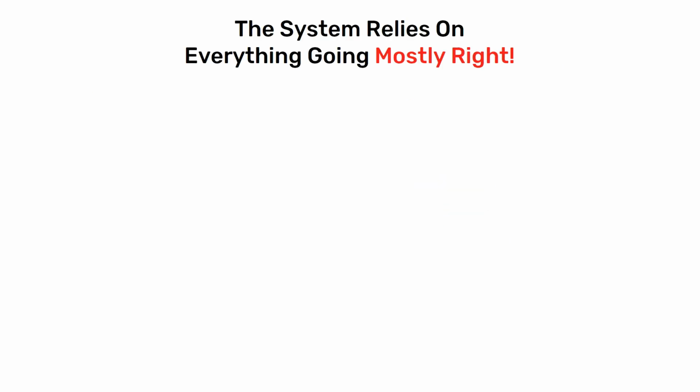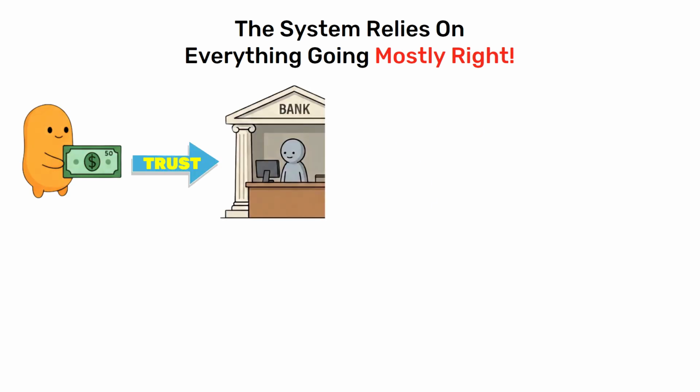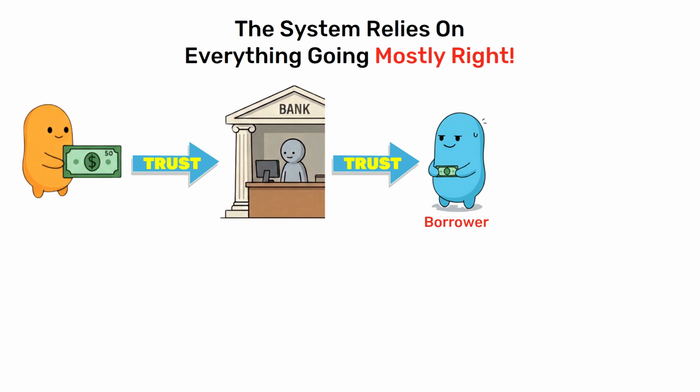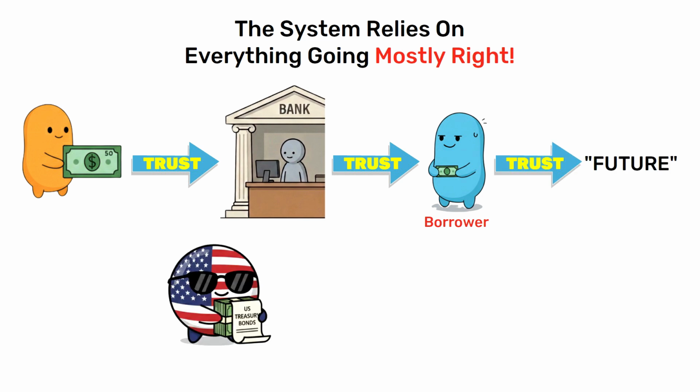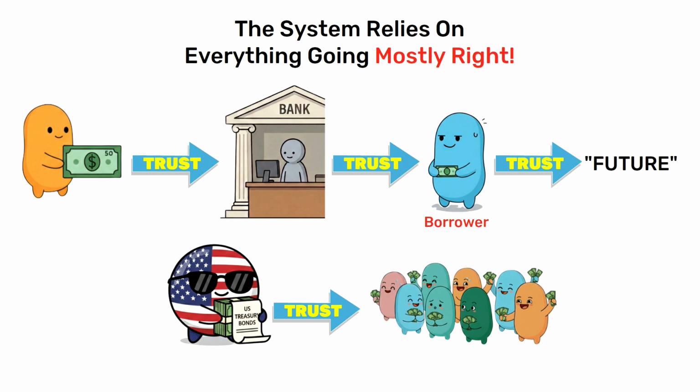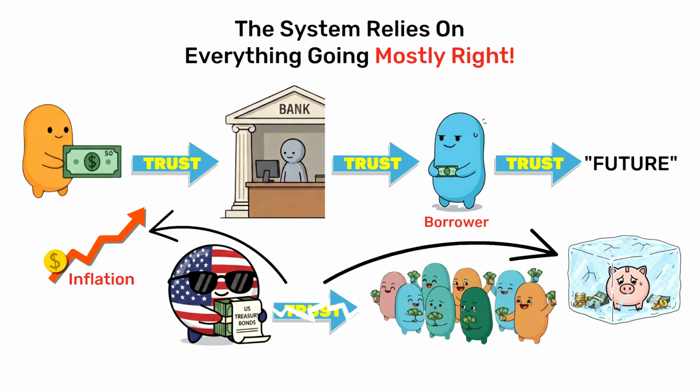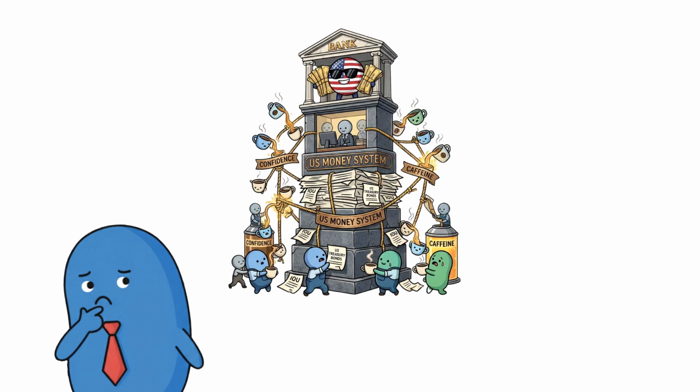Here's the uncomfortable truth. The system relies on everything going mostly right. People need to trust banks, banks need to trust borrowers, borrowers need to trust the future, and the government needs to trust that its promises will be honored indefinitely. One crack in that trust chain can trigger inflation spikes, credit freezes, or economic slowdowns. At this point, it might feel like the U.S. money system is a precarious tower of IOUs held together with confidence and caffeine.